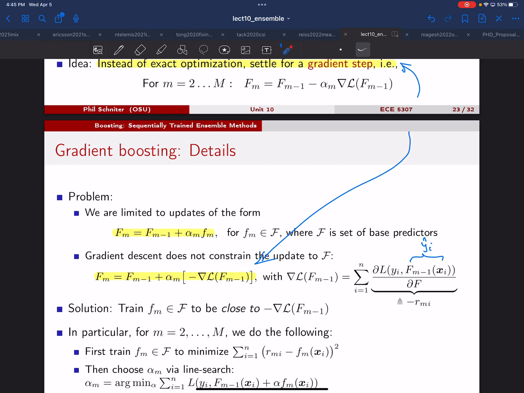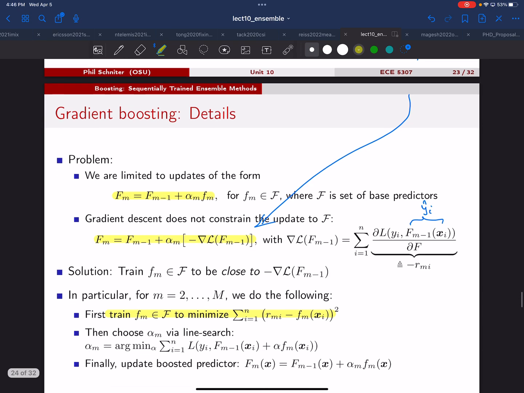So that means that we want the output of FM, if I plug in xi, to be close to minus RMI. That's the goal. So we'll just train it with this new loss. Here we're trying to force the output of our predictor, given xi, to be close to this gradient. Okay. So we have the gradient, that's our target. We design a predictor that's giving us something close to the gradient.